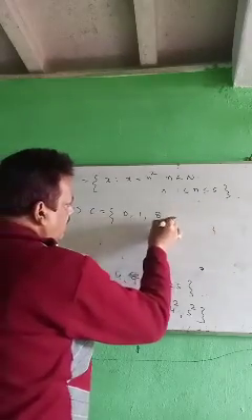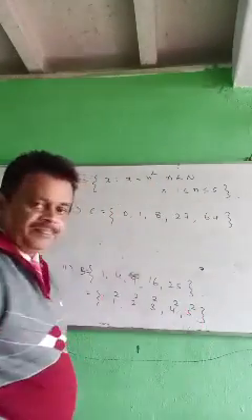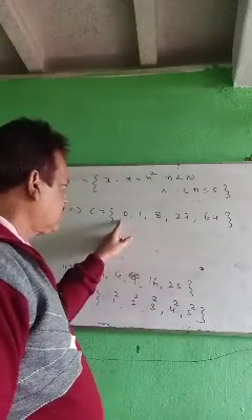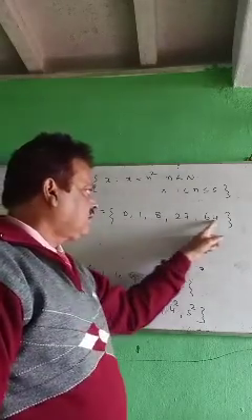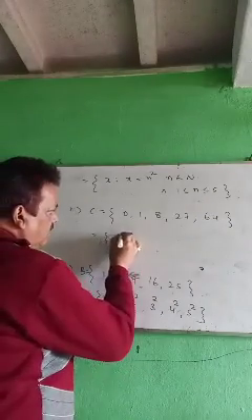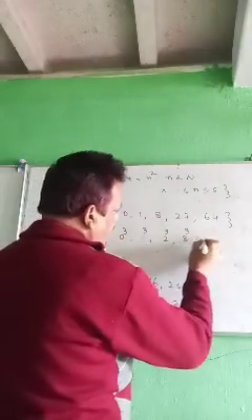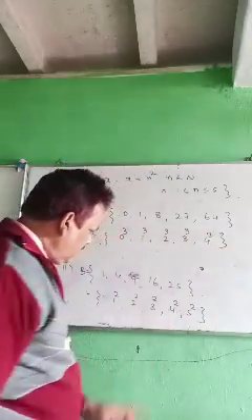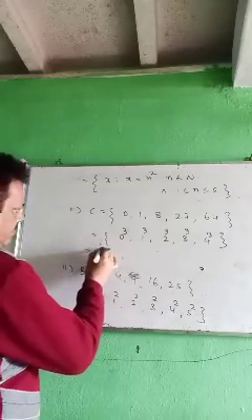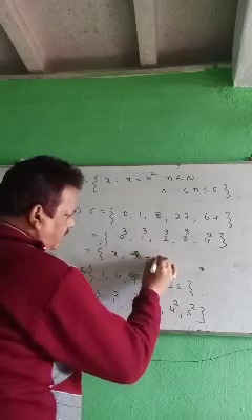0, 1, 8, 27, 64, suppose. You have to find what type of format this is. What link are you finding here? The link is: it is 0 cube, 1 cube, 2 cube, 3 cube, 4 cube. Here it was square form, now it is cube form. So you can write: set of all x such that x equals n cube.